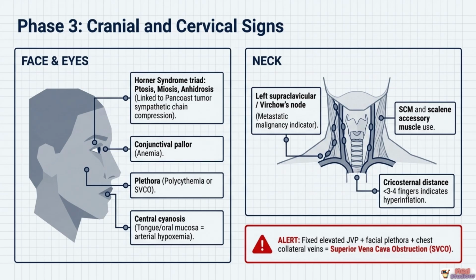The single most important alert at this stage of the examination is the combination of a fixed elevated jugular venous pressure together with facial plethora and dilated chest wall collateral veins. This constellation specifically indicates superior vena cava obstruction, a critical oncologic emergency that must never be missed.